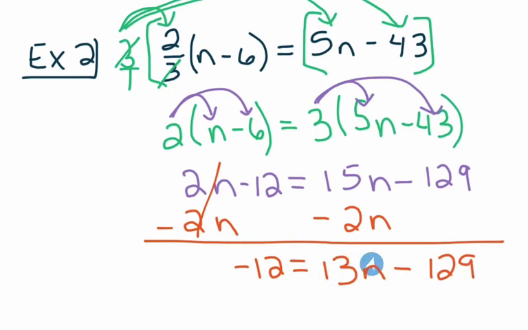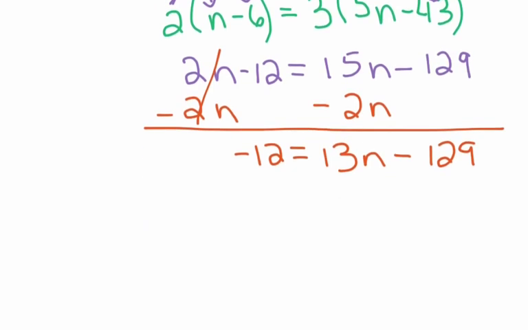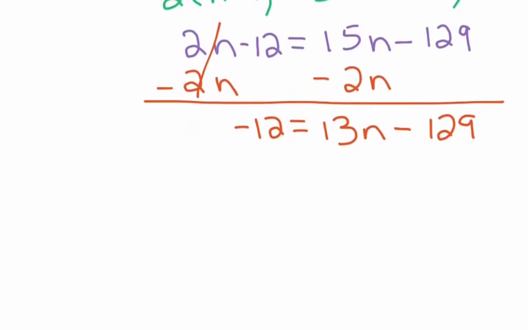My variable term is on the right. I don't have a variable term on the left. The only thing I have on the left is my constant term, so that means I want to take this constant term on the right and move it over to the left. To do that, I want to add 129 to both sides.